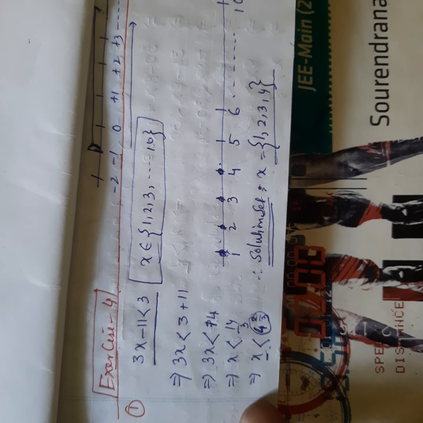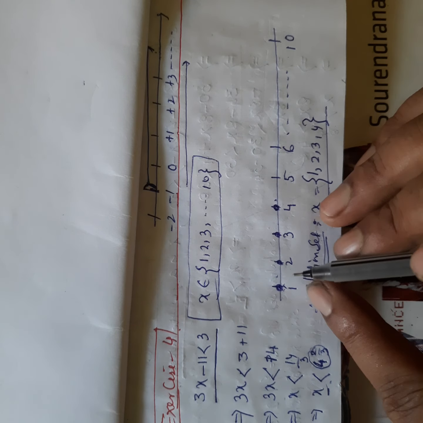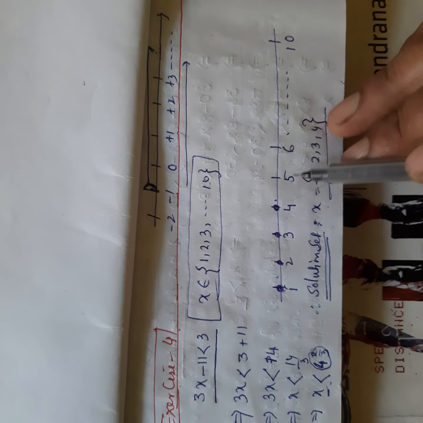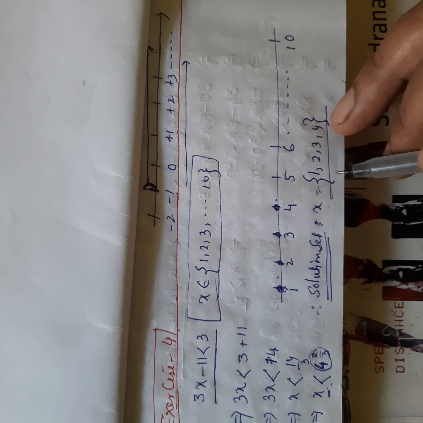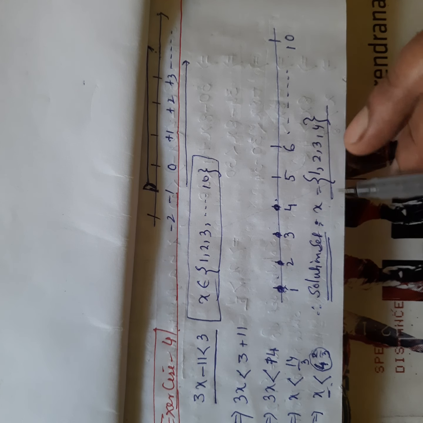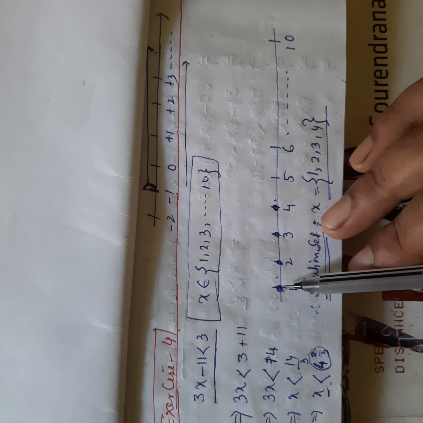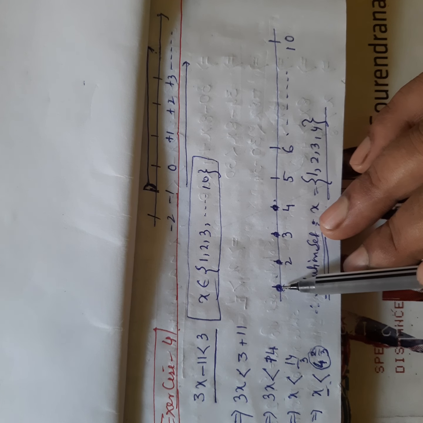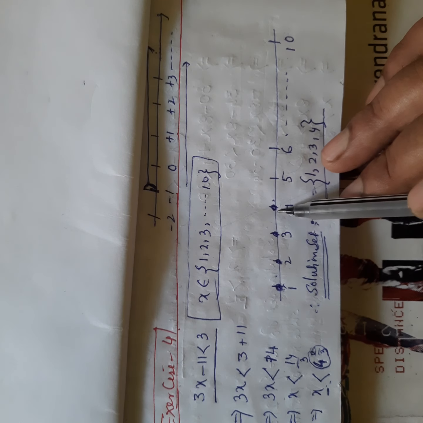And we represent the solution set on the number line. So we draw the number line 1, 2, 3, 4, 5, 6, up to 10, and we represent the solution of x on the number line at 1, 2, 3, 4 by giving a circle which is filled with black.